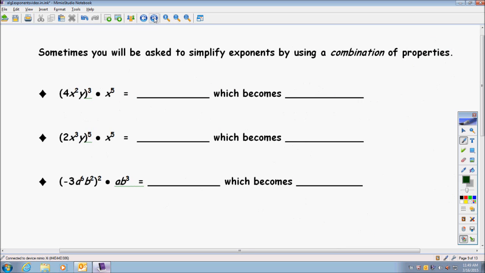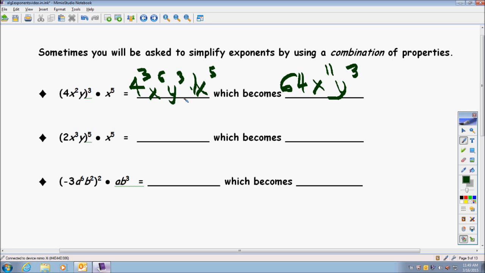Okay. Sometimes you're going to be asked to use a combination of properties, okay? So let's just continue on. So 4 cubed, x, see this is power to a power, x6 y cubed times x to the 5th. If there's no number, put a 1. So you have 4 cubed is 64. We're going to get really good at 4 cubed, aren't we? 64. Okay, alphabetical order. 6 plus 5 is 11. Add the exponents. You've got to know when to use which property. And then y to the power of 3. There's only one y, so just y 3.